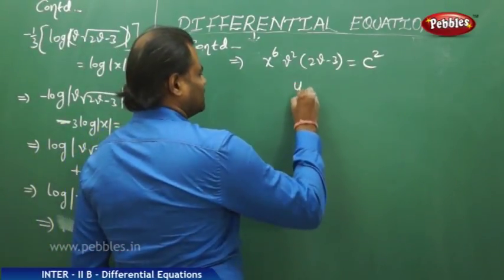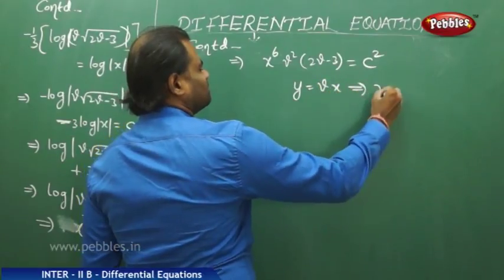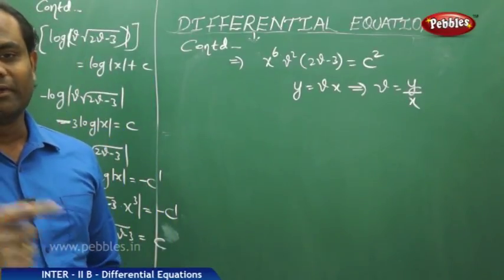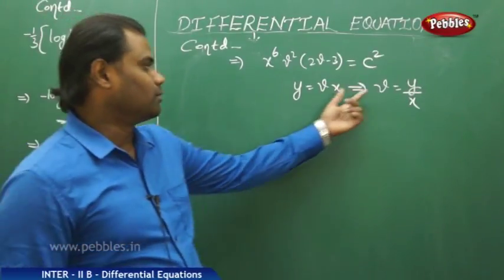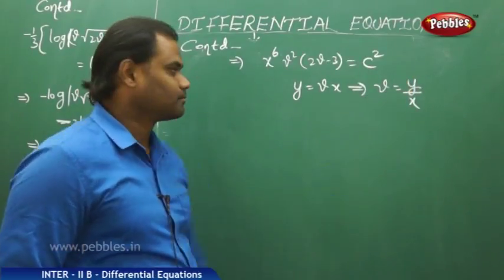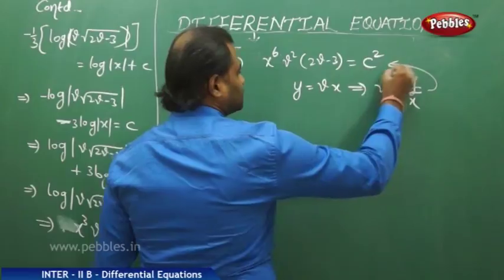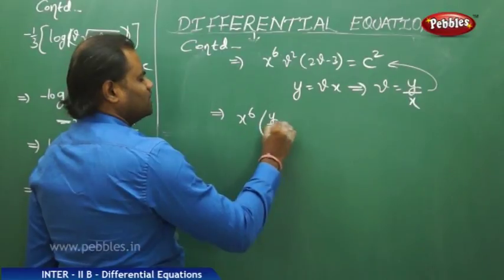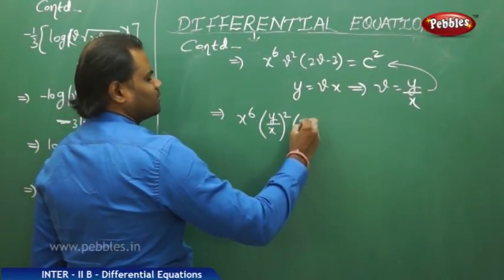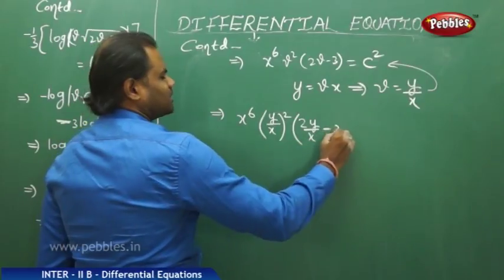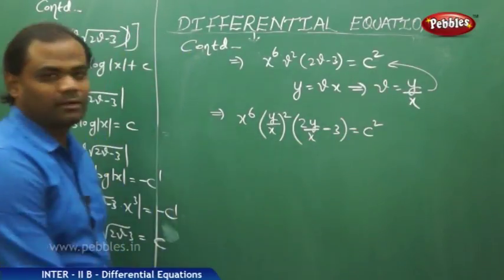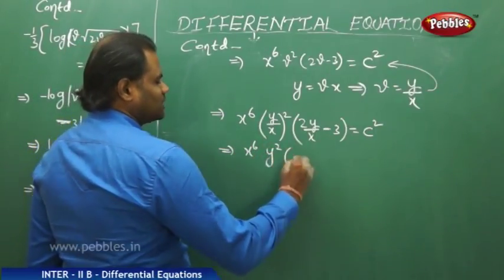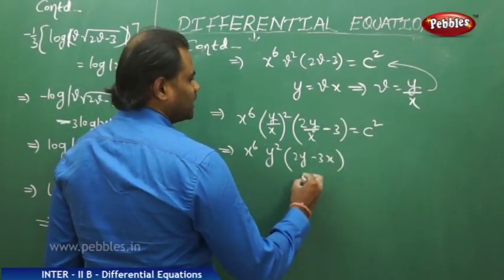But we know that y is vx, that implies v is y by x. Now we want to retain back the original variables x and y. So therefore, we are going to take v as y by x and substitute in this equation. That implies x power 6 times v square, which is y by x whole square, and 2v, which is 2y by x, minus 3, is c square. So this, on simplification, gives x power 6 y square (2y minus 3x).